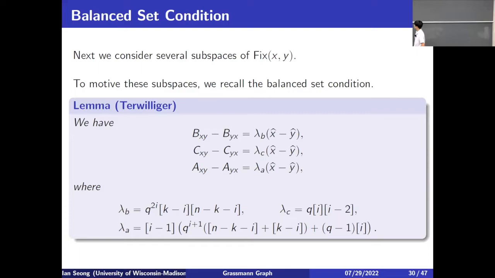So in order to do this, we recall the balanced set condition. This is the lemma that is proved by Paul. We have bxy minus byx is a scalar multiple of x hat minus y hat, and cxy minus cyx is a scalar multiple of x hat minus y hat, and axy minus ayx is a scalar multiple of x hat minus y hat. And those scalar multiples are shown.